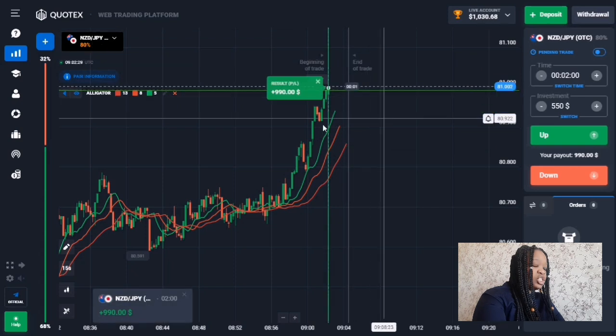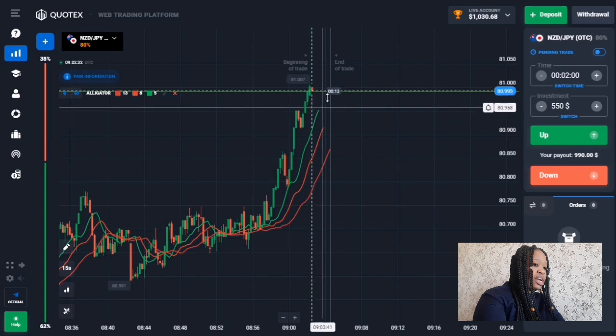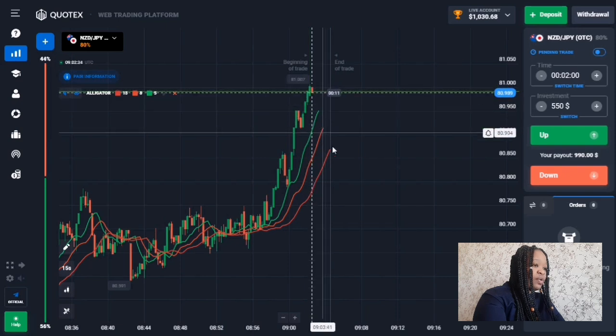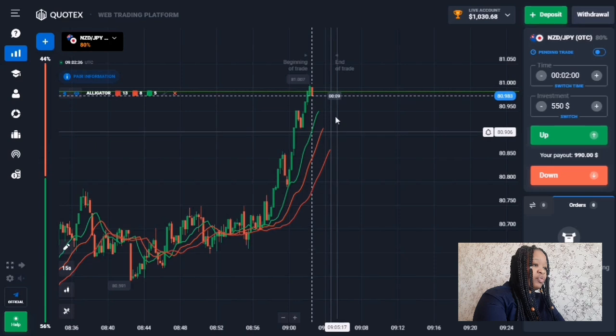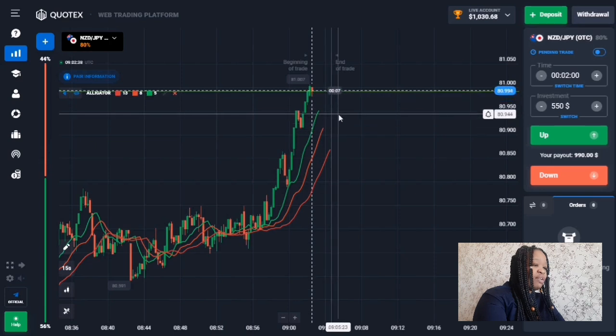Well, analyzing the situation, I observe that price has trended to the level and I've got my profit, and the indicator showed a very good entry point. So let me go on.